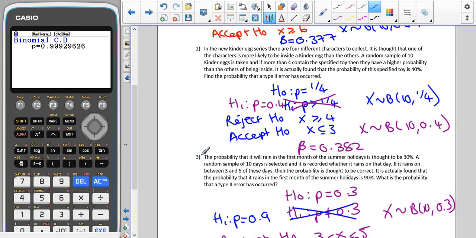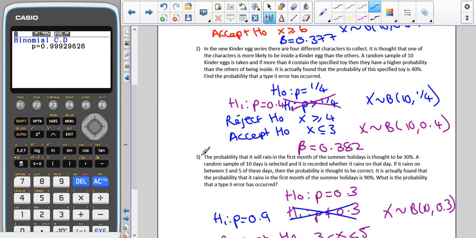to collect. It is thought that one of the characters is more likely to be inside a Kinder Egg than the other. So that means that if we were doing a hypothesis test with this, our H0 would be that P was a quarter. Our H1 would be that P is more than a quarter. We then have a sample of 10 Kinder Eggs. So we're using x follows a binomial distribution with an n of 10 and a probability of a quarter. And we're told that if more than 4 contain the specified toy, then it's regarded that it has a higher probability than the others of being inside.